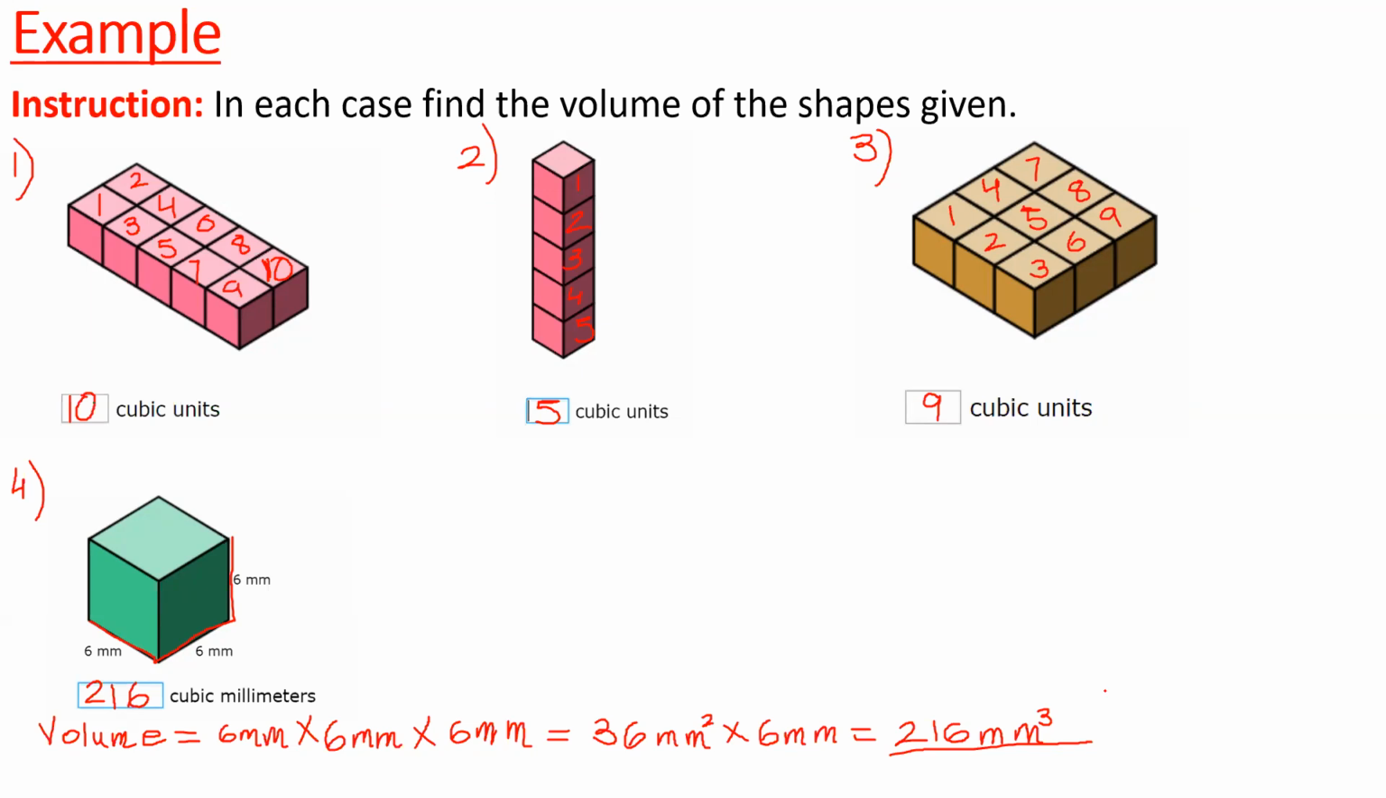You say the formula was length times width. I don't really understand. You don't understand? Okay, the volume formula is length times width times height, right? Yes, sir. And so the length is going to be what? 6 millimeters. The height is going to be what? 6 millimeters. What is 6 times 6?